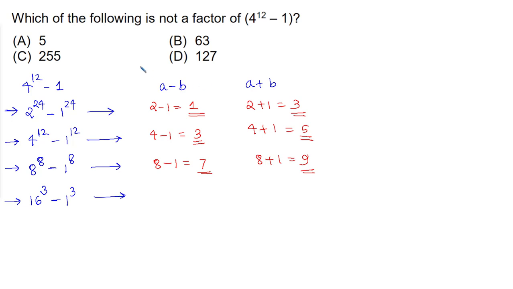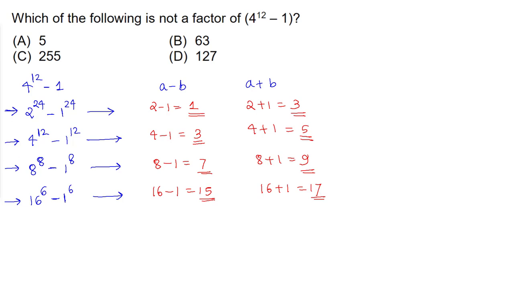Let me correct it. It is not 16 to the power 3. It is going to be what? It is going to be 16 to the power 6 minus 1 to the power 6. Okay everyone, so this is divisible by 16 minus 1, that is 15, and along with that it is divisible by 16 plus 1, that is 17. Okay everyone, this is divisible by a plus b also, and this is divisible by a minus b also.